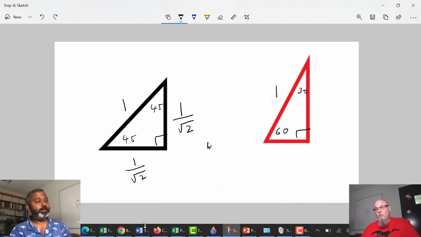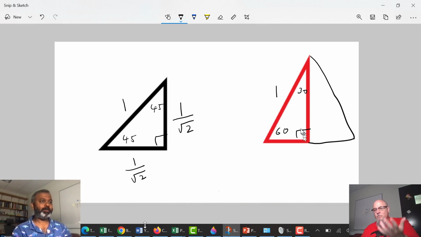The 45, 45 worked out nice because it was isosceles. If I were to sort of mirror this, now my drawing is bad, but pretend I threw another 30, 60, just flip it over that vertical line. And now the whole triangle is equilateral. Exactly. So it's the same. So those sides are 1.